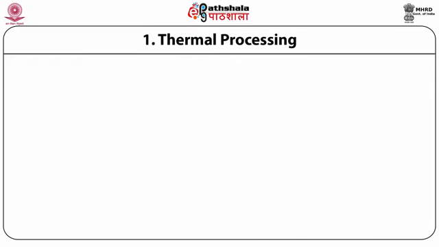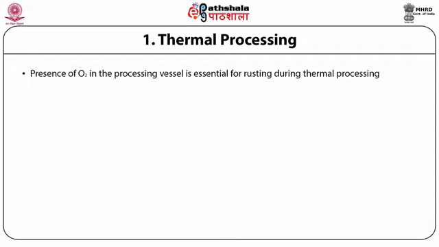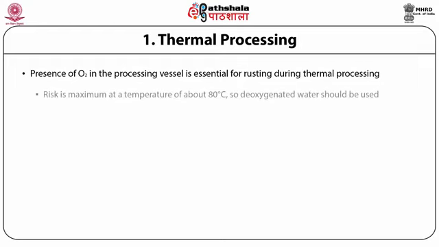So in the first stage, during thermal processing, the essential ingredient for rusting of cans is the presence of oxygen in the processing vessel. When cans are processed in water at atmospheric pressure, as is quite common for high acid, low pH products such as fruits, the risk reaches a maximum at a temperature of about 80 degrees centigrade. Above this temperature, the loss of dissolved oxygen counteracts the acceleration of the reaction rate at the higher temperature.